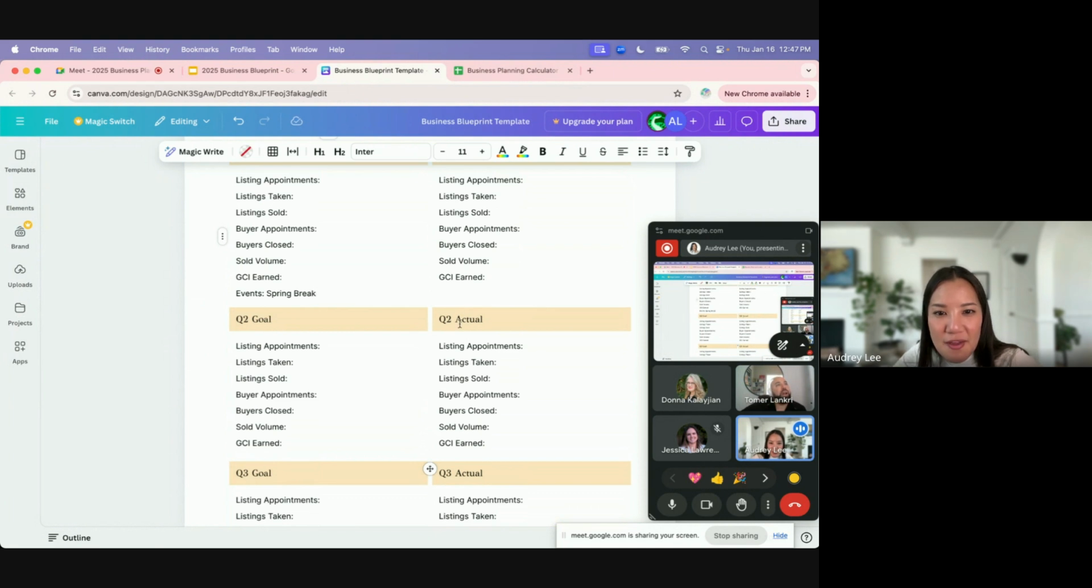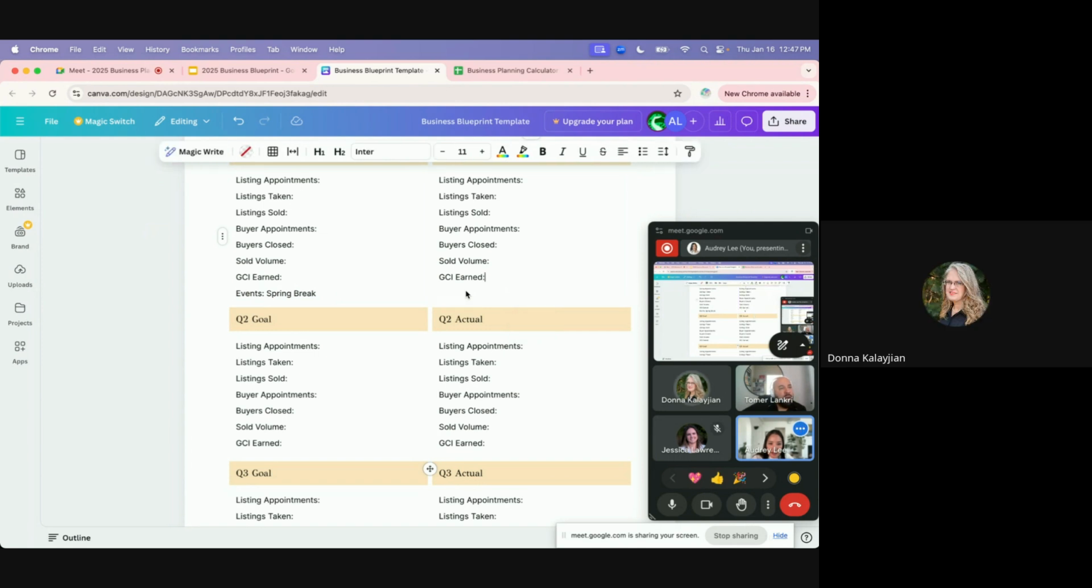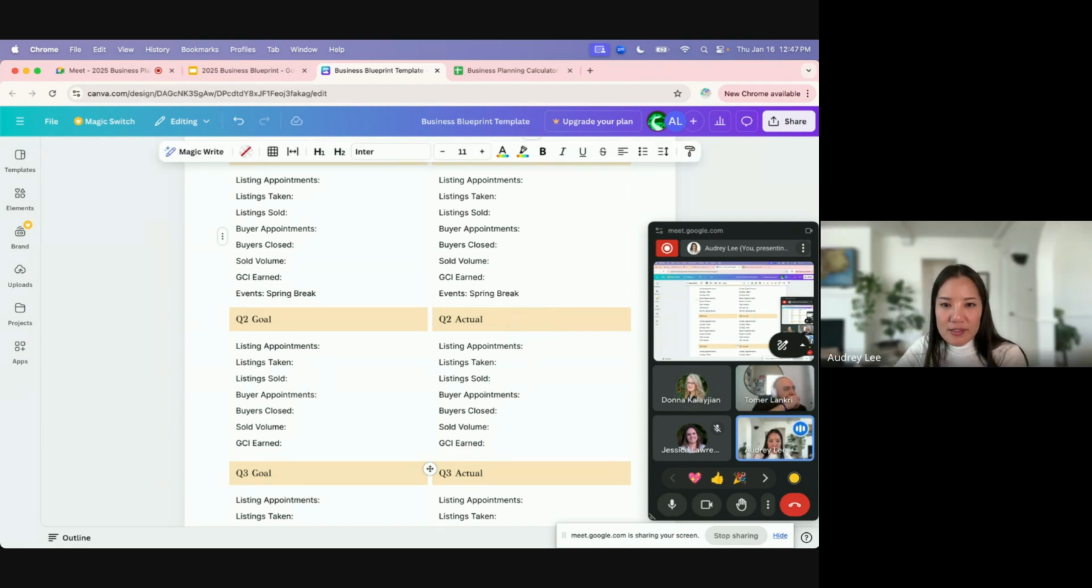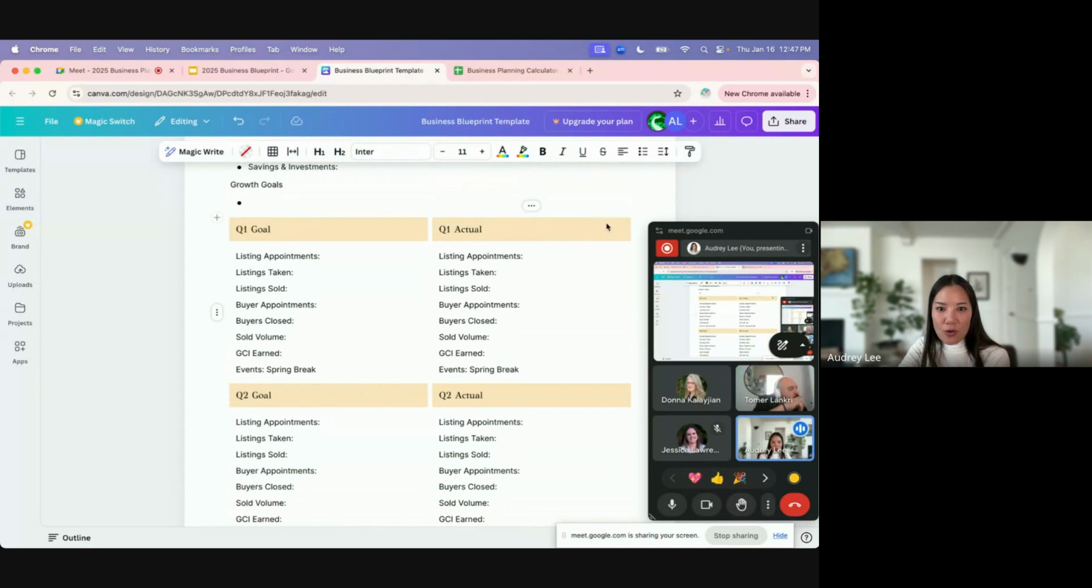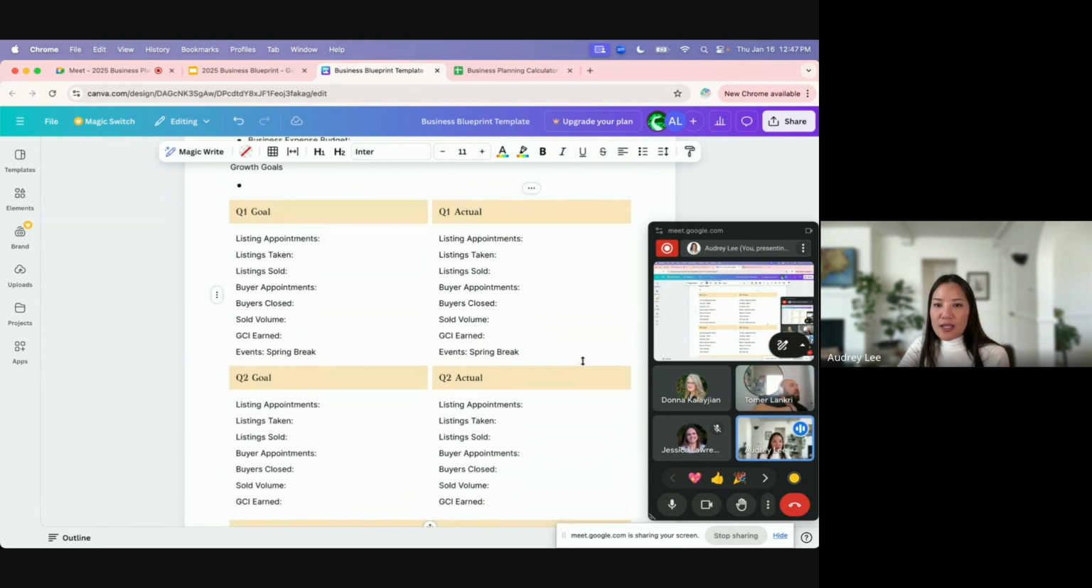Spring break. So then you would just copy it over here, because you also want to track what you've actually done. So this is your goal, and then you can write down, okay, did I accomplish each of these? So again, this just helps to break out your overall goals into more bite-sized pieces so that you can keep track of all of the things you want to do.